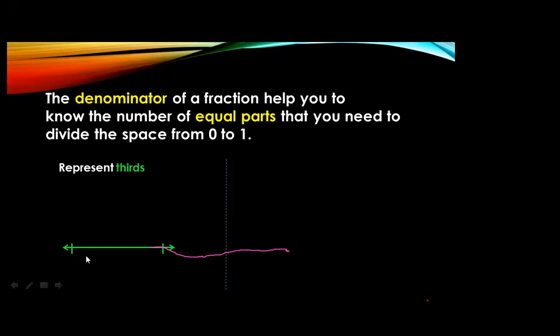1/3, we have third. That means I will divide this line into how many equal groups? Who can tell me? 3. We have third, we will divide it into 3 equal groups. Excellent. Okay, let's divide it. We have 0 to 1 at the first space: 1, 2, and 3. 1, 2, 3 equal parts. Okay?